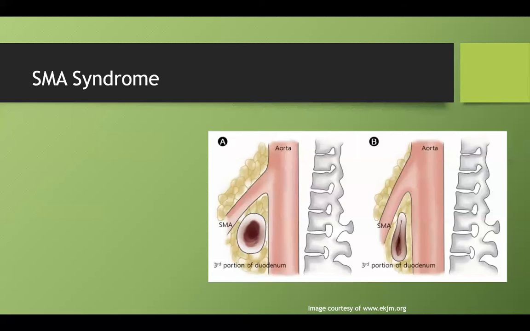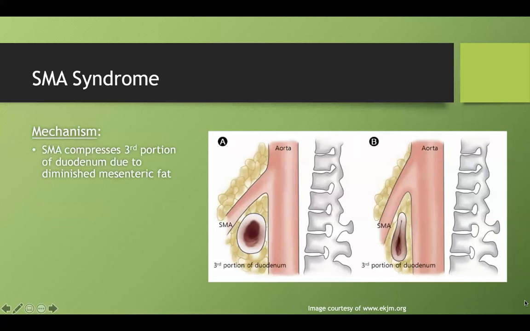So here's a good picture kind of highlighting this. We see our duodenum between our SMA and our aorta in both of these pictures. And what's going to happen in SMA syndrome is that our third portion of duodenum is going to be starting to get squeezed because there's less mesenteric fat. You can see on the left how there's plenty of fat that cushions the duodenum and keeps the lumen open, whereas on the right, that fat has been lost, and now the SMA is able to push against the duodenum and actually constrict the lumen.